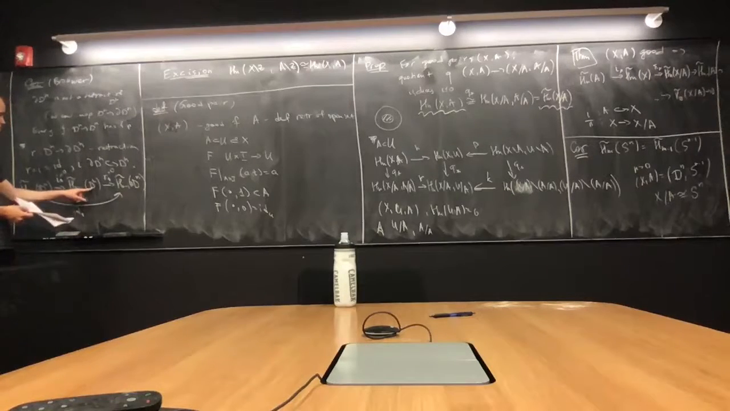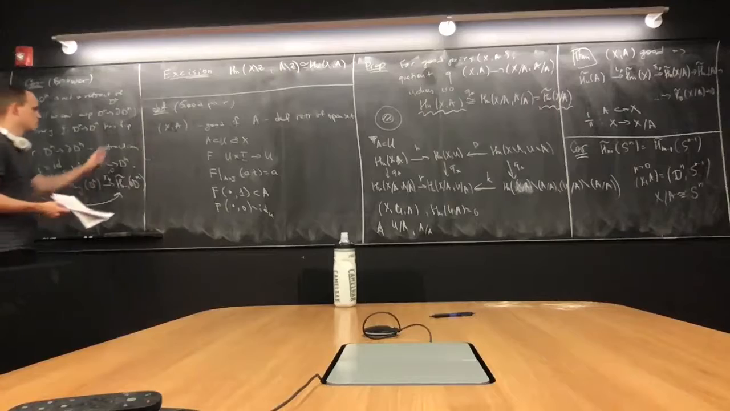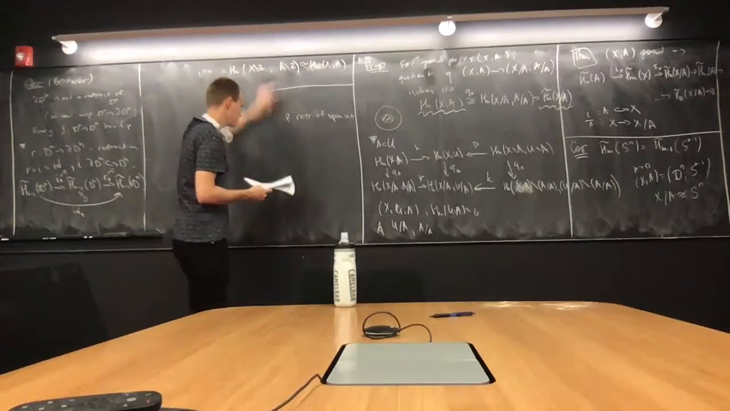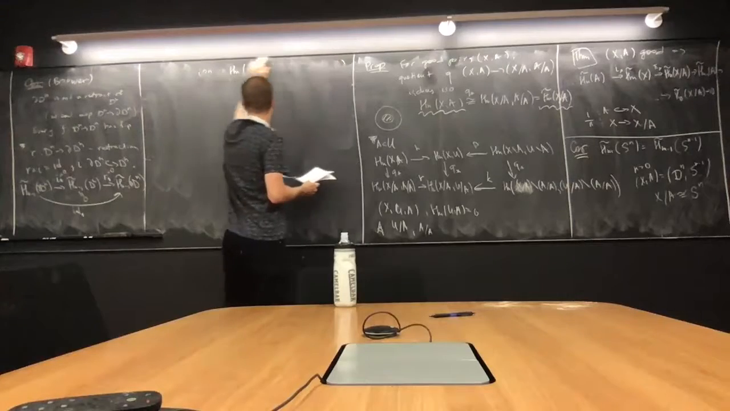Because usually, like for a point, for instance, the zero homology is Z. For reduced homology, we just throw out that Z. Oh, I see. Yeah, that's what I was missing. It's a tweak to make contractible spaces have particularly nice looking homology. Yeah, that makes sense. Okay.